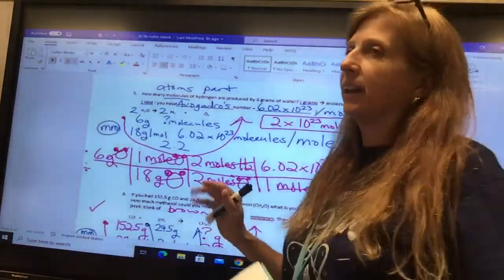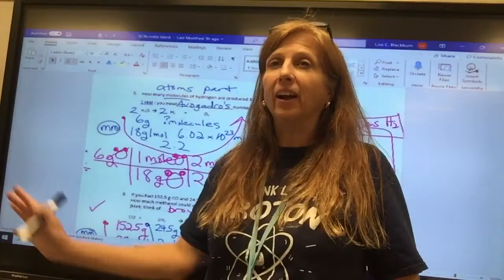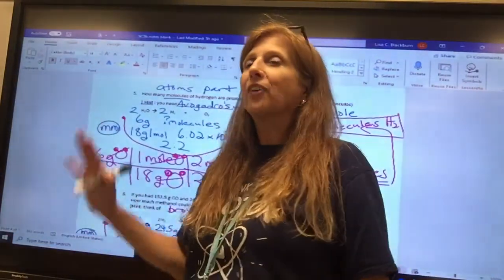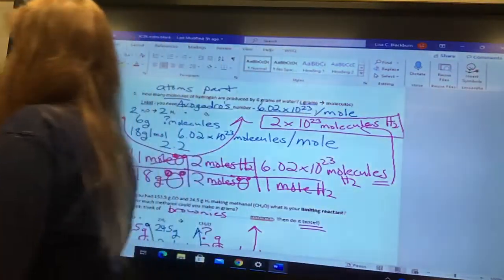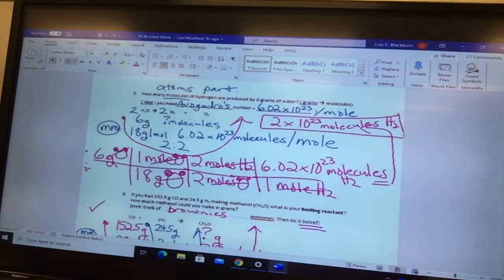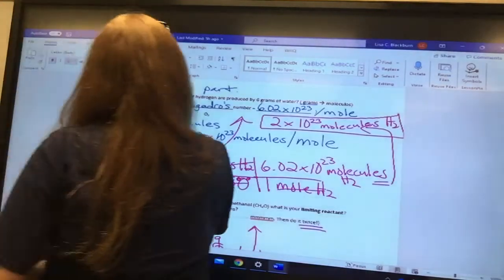Now what goes on the next row? The mole ratio, that's Buddy the Elf going through the revolving door. I'll try to get the video up here as soon as they fix my TV so you can see it. So what is the mole ratio? 2 and 2. Where did that come from? It came from the coefficients from the balanced equation.